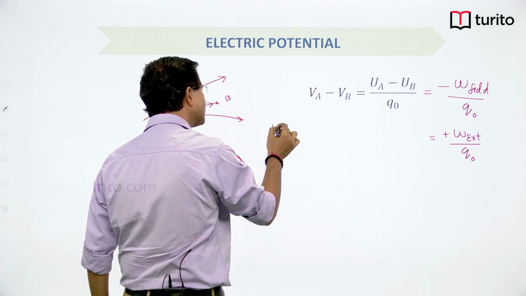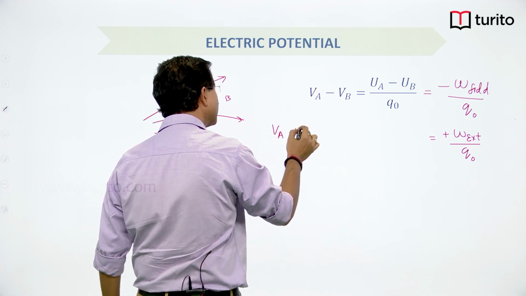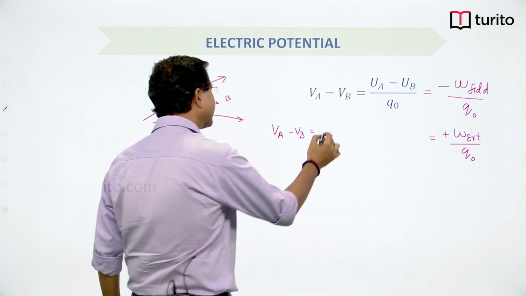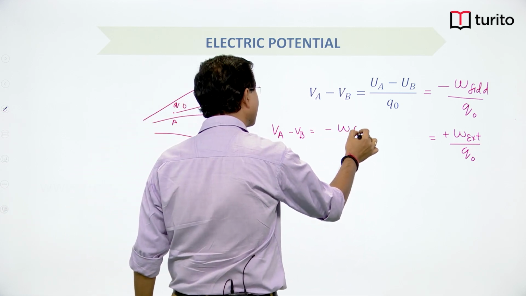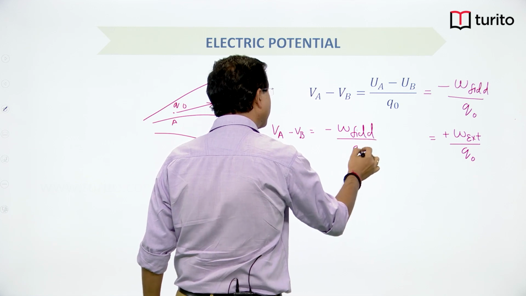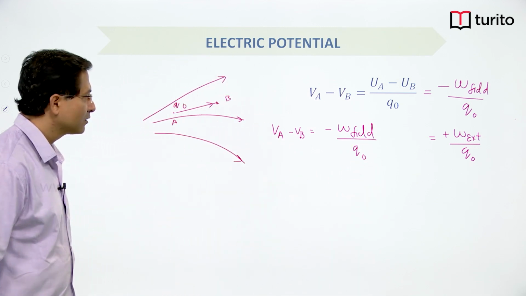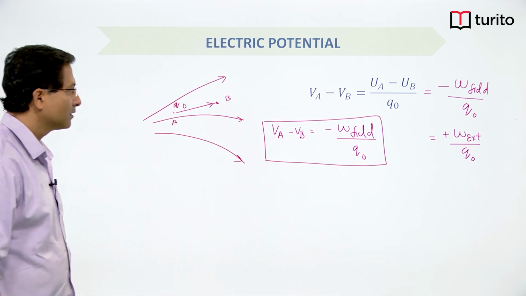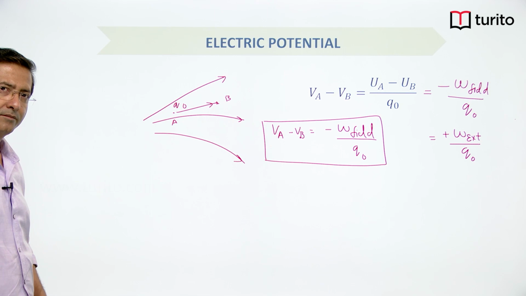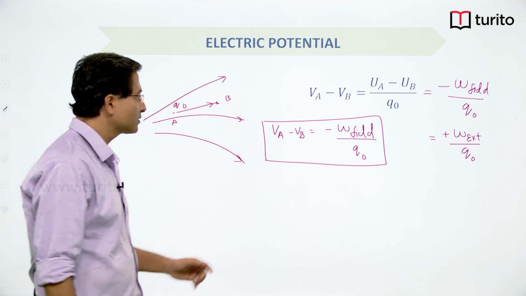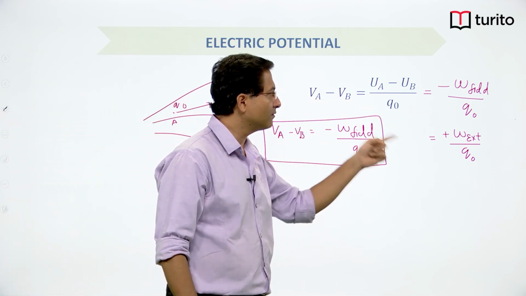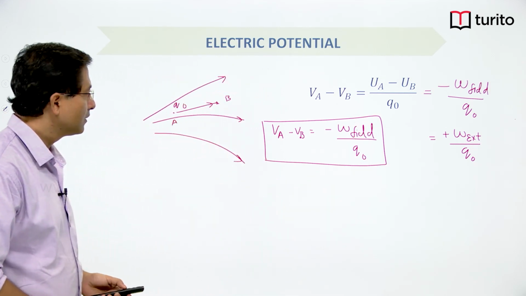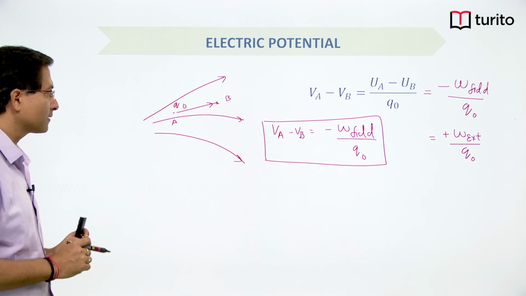So, generally we will be using potential difference between these 2 points VA minus VB is equal to negative of work done by field divided by per unit test charge, right. So, this is the definition we will be frequently using. So, keep this definition in mind, but you are free to use either this definition or this definition or this definition, right. So, I hope the definition is clear.